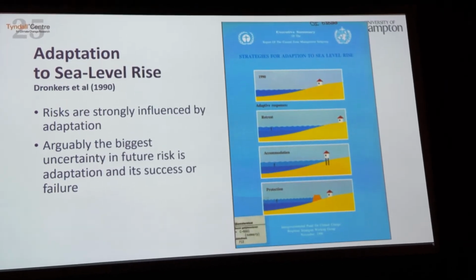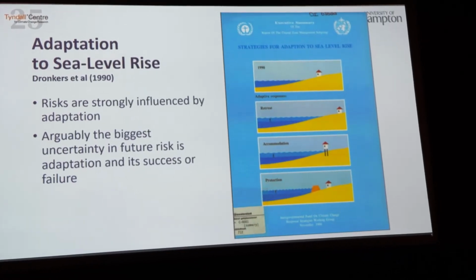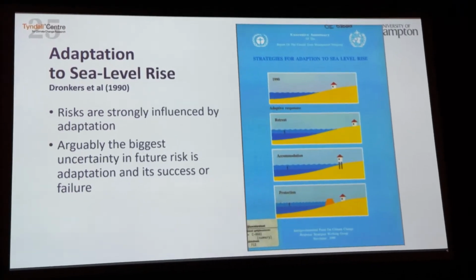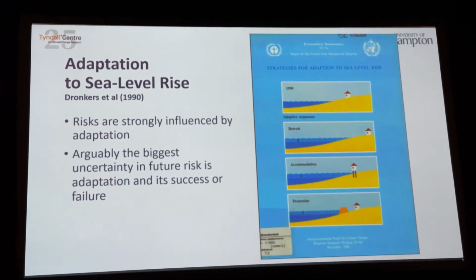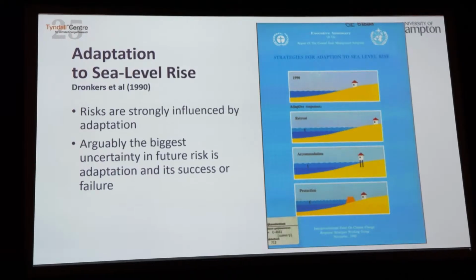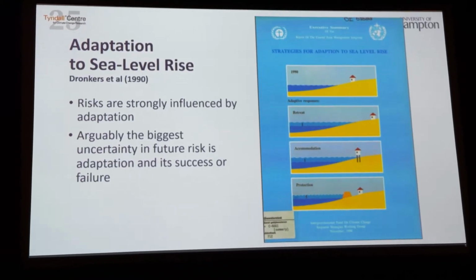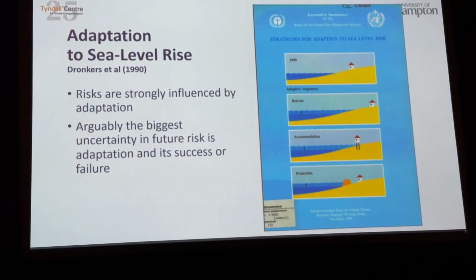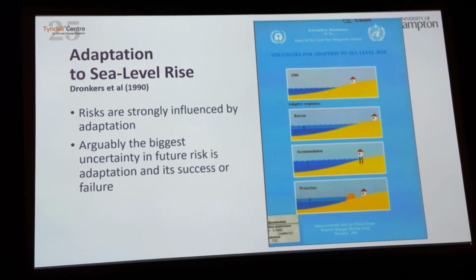Well, actually, I think it's a coupled system. The uncertainty lies between the rise of the sea and how we respond to it. It's a coupled system, and whether that adaptation is successful or a failure. I mean, if we adapt successfully, people might just stay where they are, for example. So that's really the thing that we want to understand.